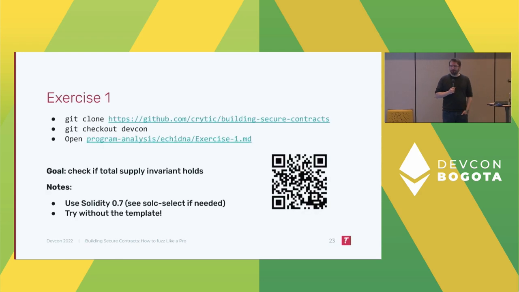Okay, and now it's your turn. We're going to have a couple of exercises where you're going to try to apply Echidna and define some invariants on the system. You can go to this repo or scan the QR code of the repo. Check out the Devcon branch and open the first exercise. If you have any problem installing Echidna, or if you have any questions, let us know.